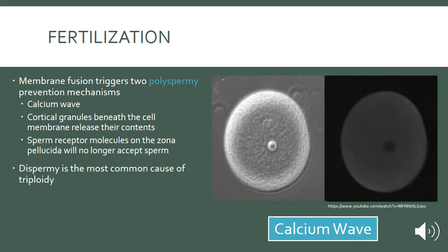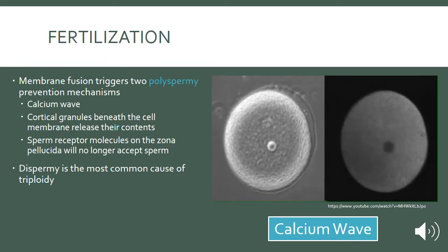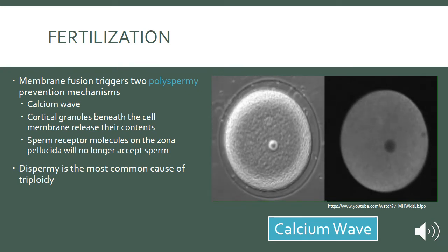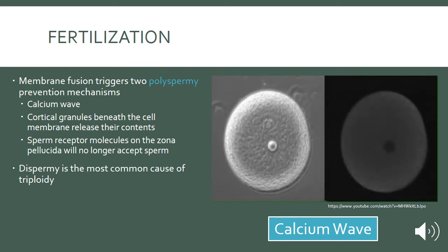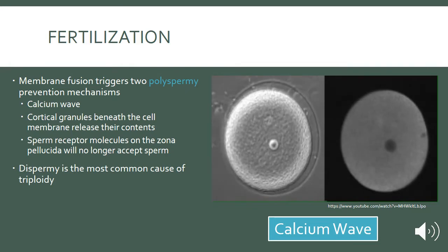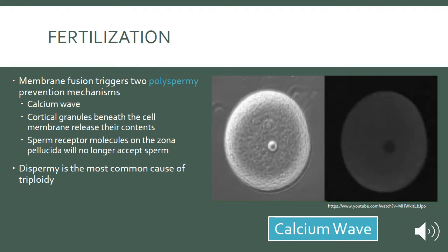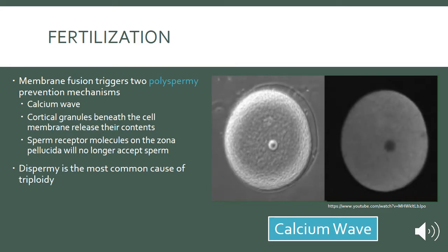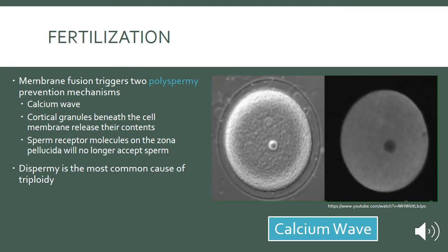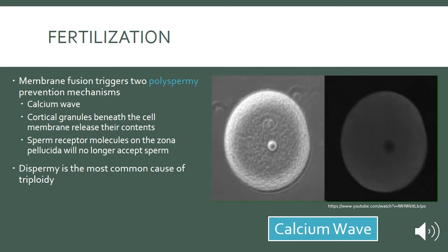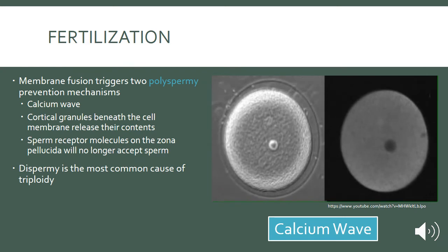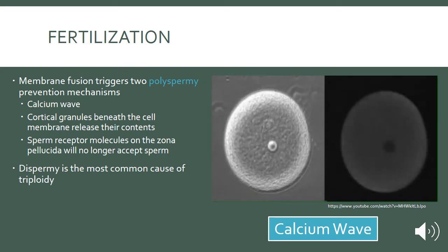And then cortical granules beneath the cell membrane of the oocyte are going to release their contents. And the sperm receptor molecules on the zona pellucida, the one that the initial sperm had bound to, will no longer accept new sperm. So that process takes care of the sperm that still have yet to bind to the zona pellucida and those that were in the process of burrowing through it, making it impossible for additional sperm to meet and fuse with the oocyte cell membrane. And that's important because if two sperm fertilize one egg, what you end up with is triploidy. In fact, dispermy is the most common cause of triploidy.